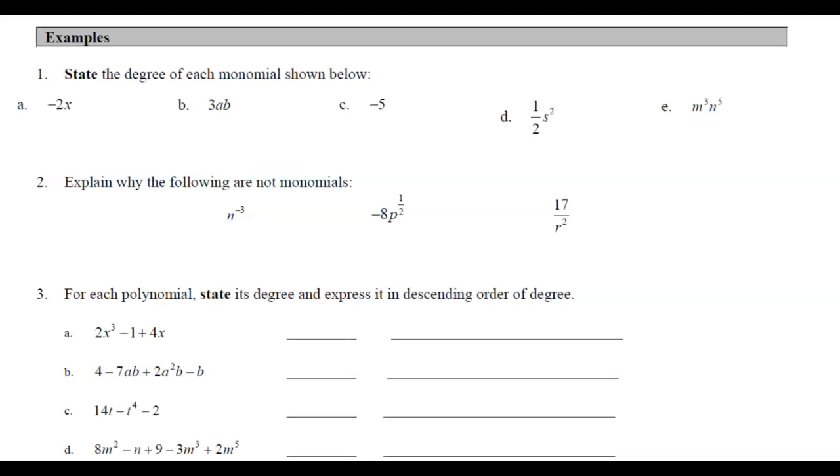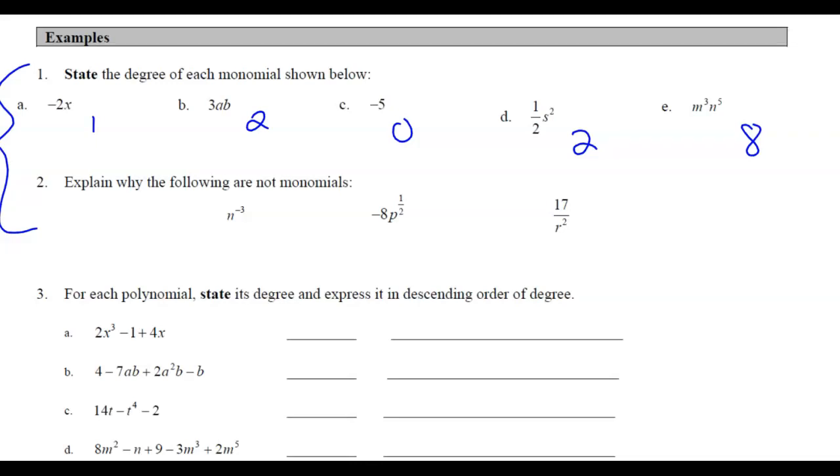Okay, so question 1, actually I'll let you do that. State the degree of each monomial shown. I want you to go through and state the degree. I want you to do 1 and 2 right now. And then in question 2, why aren't those considered monomials?